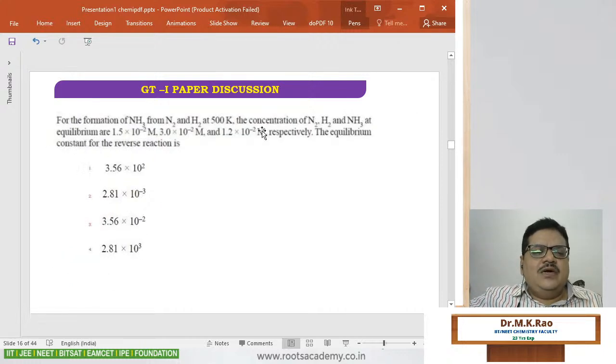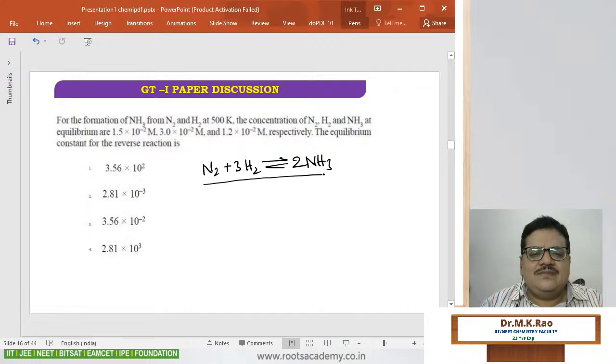Next question, formation of ammonia from N2 and H2. Equilibrium constant for the reverse reaction. First, what is that reaction? N2 plus 3 mole of H2 equilibrates 2 mole of ammonia. This is the forward reaction. Here the concentration of N2 is given as 1.5 into 10 power minus 2, hydrogen 3.0 into 10 power minus 2, and ammonia 1.2 into 10 power minus 2.